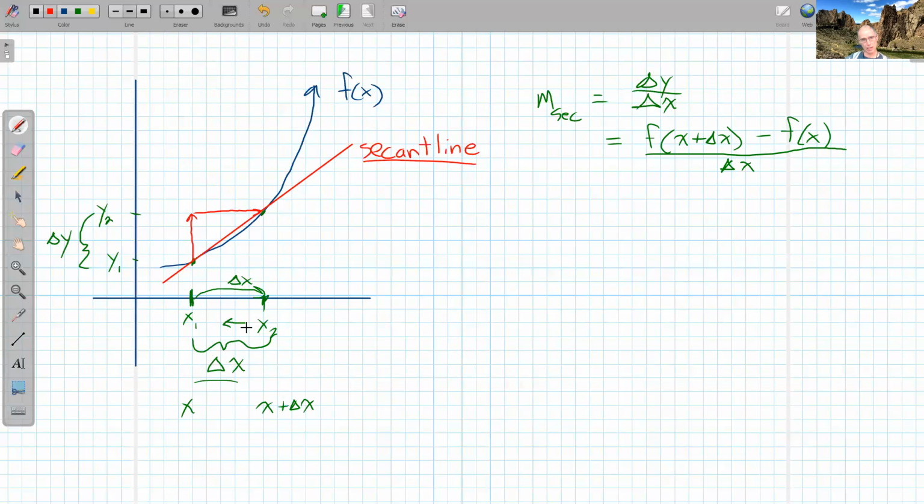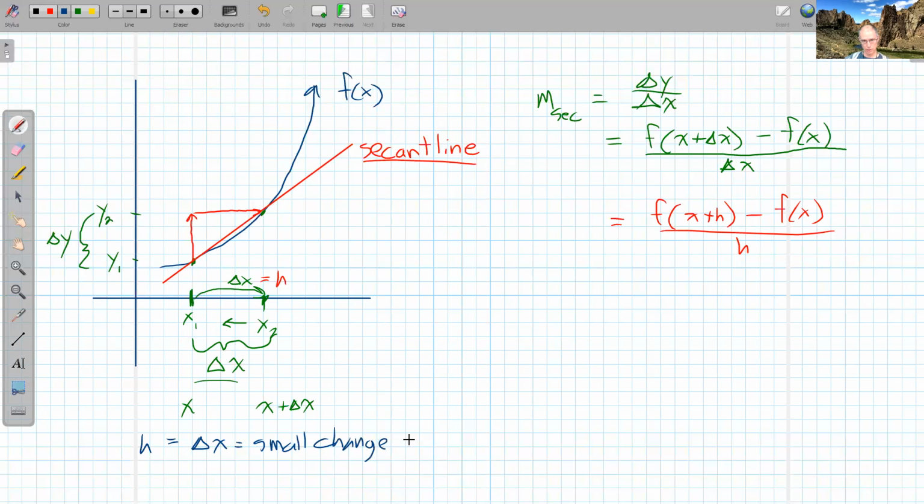Oftentimes, instead of writing delta x, a lot of places call that h. So we'll see that in the homework, we'll see that in the book, and in other videos, sometimes that's just called h. So again, another form of this notation might look like this. Oops, using h this time. So both h and delta x are just a small change in x. So h, sometimes referred to as delta x, is just a small change in x, small being relative. And so that's pretty straightforward.